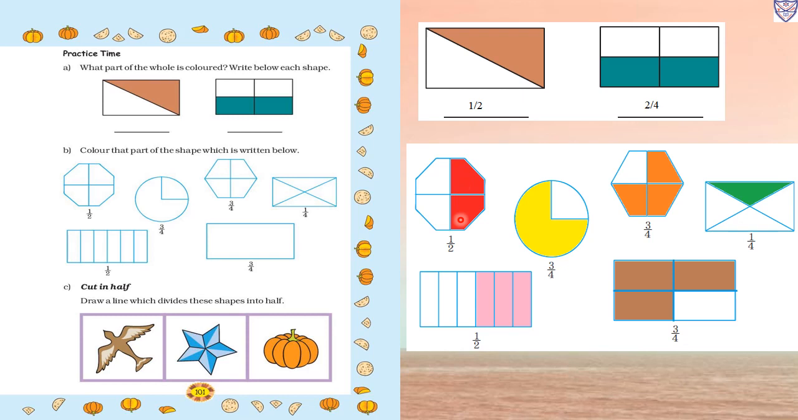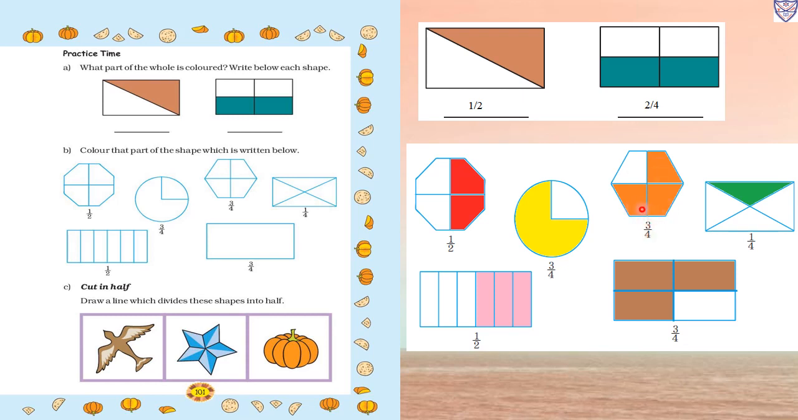So we will color 1 and 2 parts. The second part will make a half. Then the second one is 3/4. So 3/4 means total 4 parts, and we have to color 3 parts. So we will color 3 and one part will be left. So this is 3/4. And the third one is 3/4. So the total parts are 1, 2, 3, 4, and 3 parts we have to color.